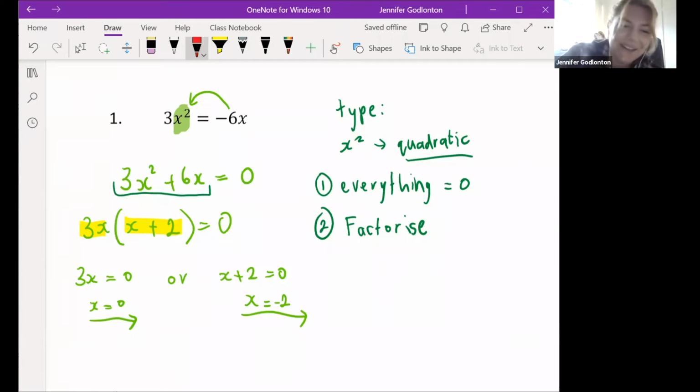Woohoo! Okay, guys, 1 mark for this answer, 1 mark for this answer, 1 for factorizing correctly, and 1 for getting it into standard form. 4 glorious marks.